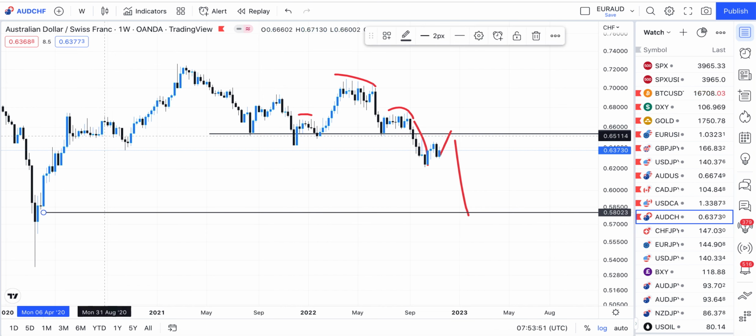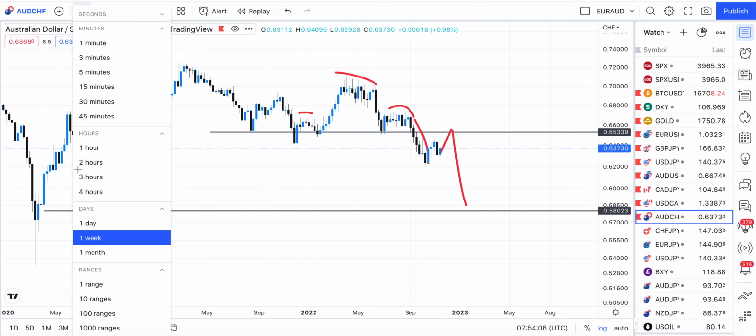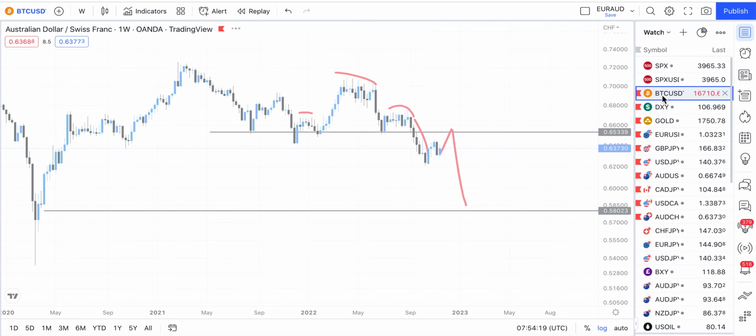So just watch out for a rejection at 0.6539. That is where I'm looking for a rejection to the downside at this particular level. This is the weekly time frame, as you know. So this week we might have a rally in AUD going to the upside. Then maybe next week you might see a rejection to the downside.